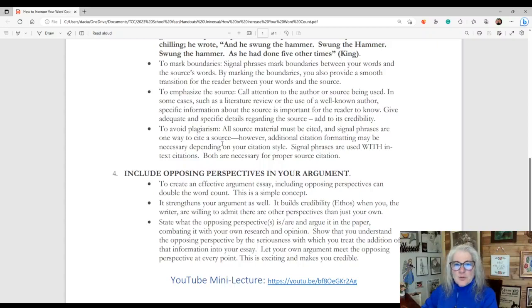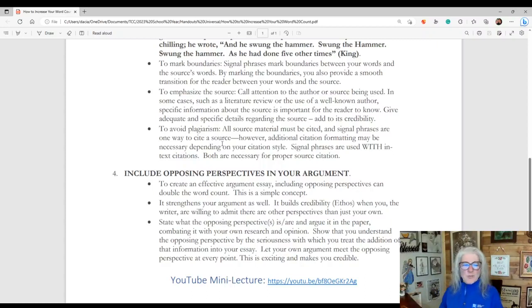When your reader sees that you understand the opposing side, that you admit there is an opposing side, and that you can combat with your words and your research, you can lay it out. Here's what they believe. And yet, here's what I believe based upon my research. And you comparison contrast. Like, they believe this, I believe this because. And you go back and forth. Increases your word count, strengthens your argument, shows that you know what you're talking about. That's a giant win for you.